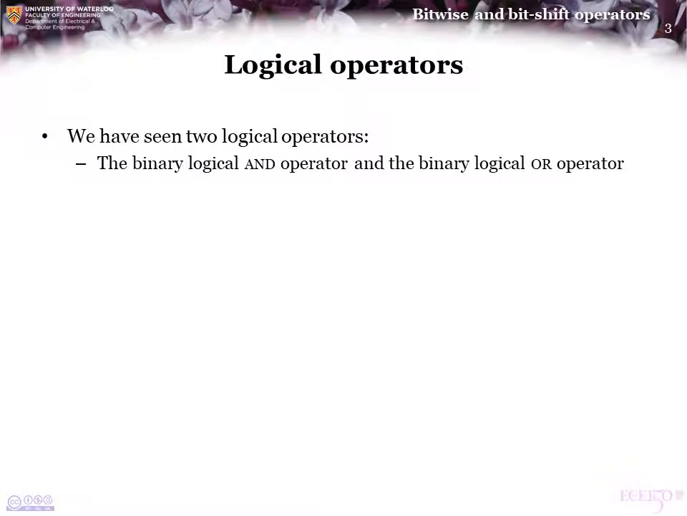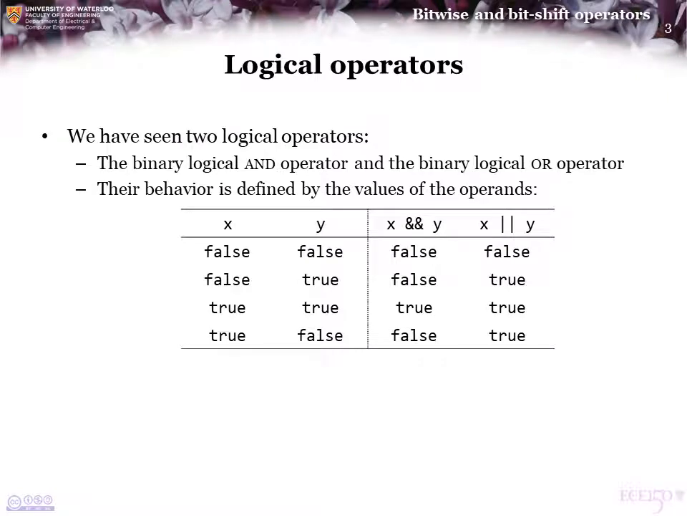All right, we've already seen two logical operators. They were the binary logical AND operator and the binary logical OR operator. And of course, their behavior was defined by the values of the operands. So the AND of x and y is true if and only if both x and y are true, whereas the OR of x and y is true if either x or y is true.